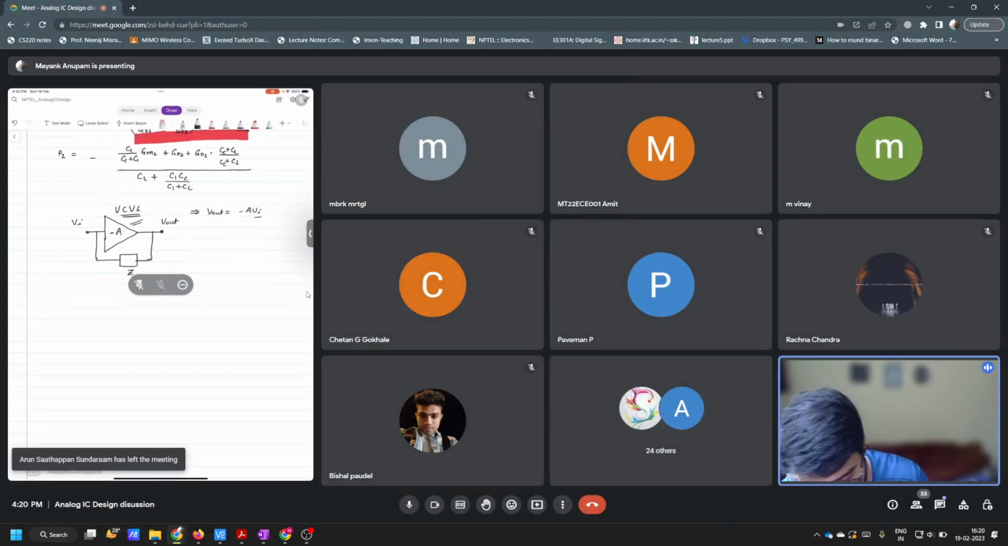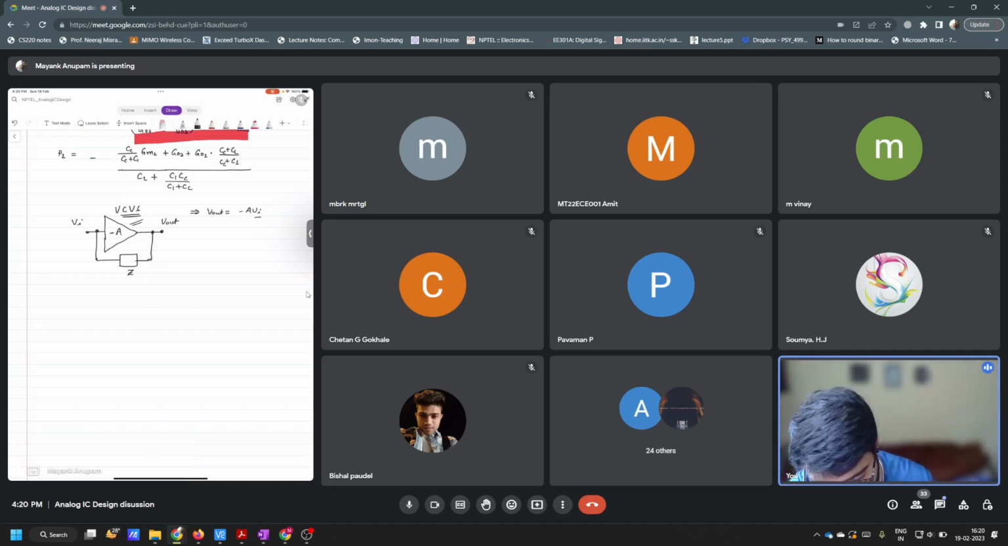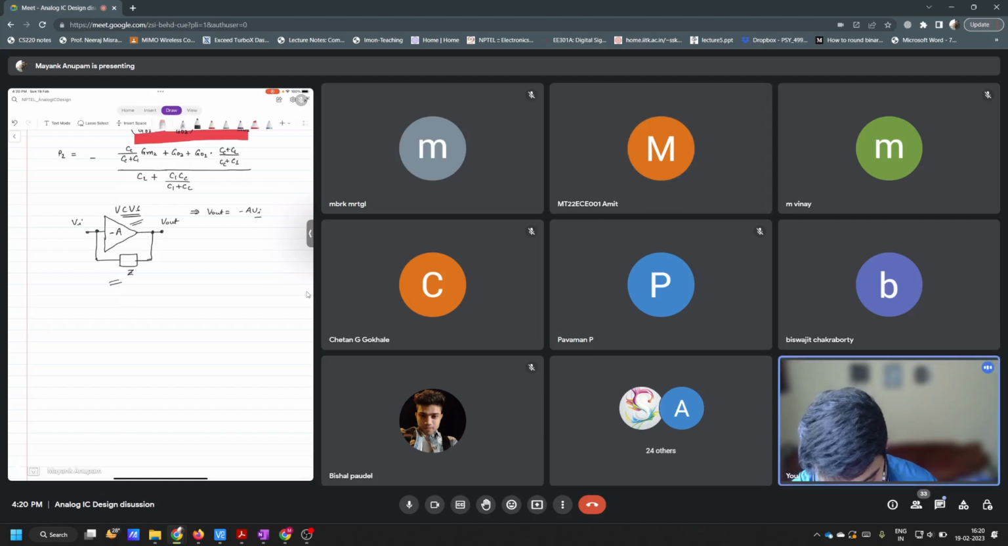This is a negative feedback here. Do you understand how this is a negative feedback? Anyone? Do you understand why this is a negative feedback here? Because when Vout increases, when loop gain increases, then Vout will decrease. I am saying that Vi is positive, Vo is negative, right?